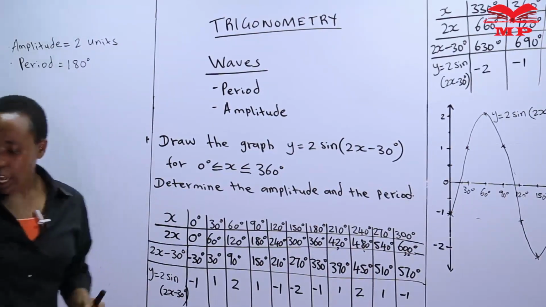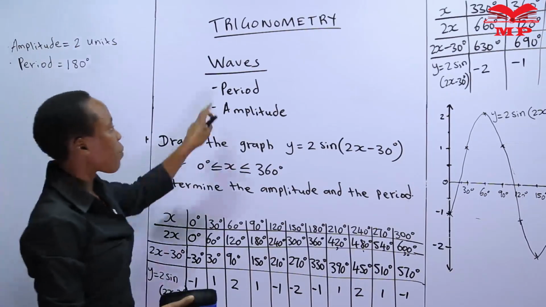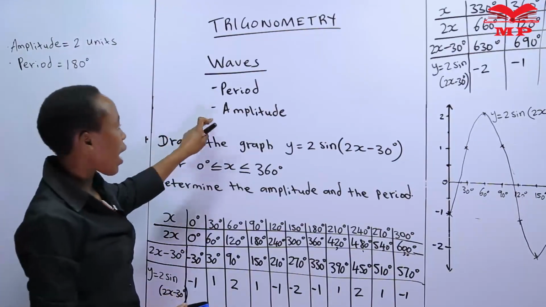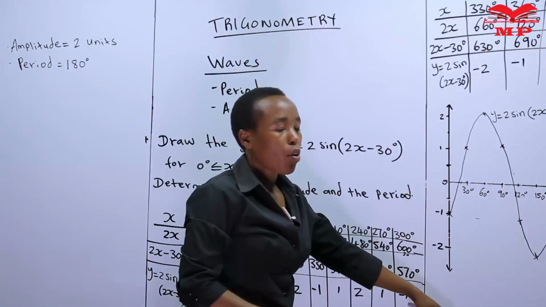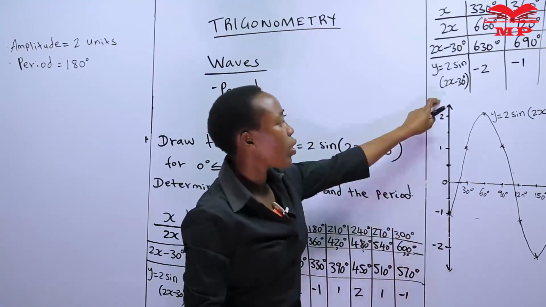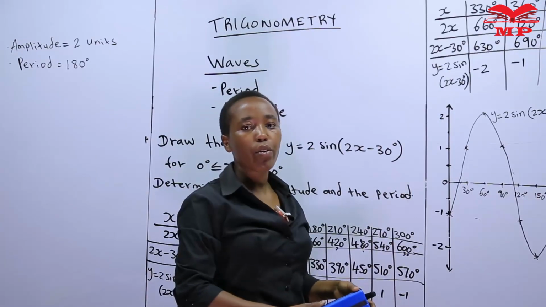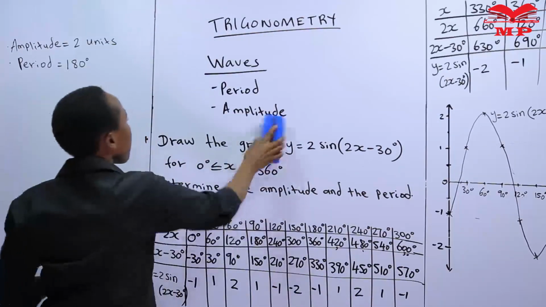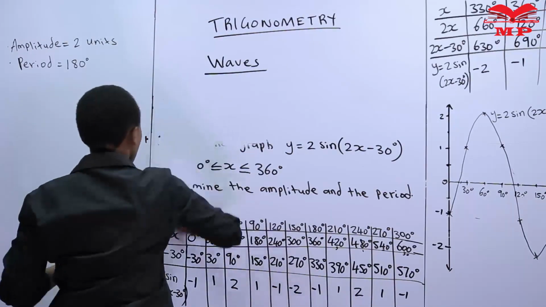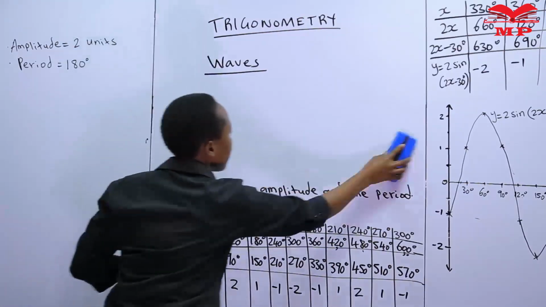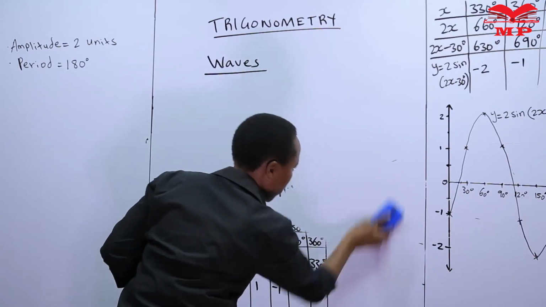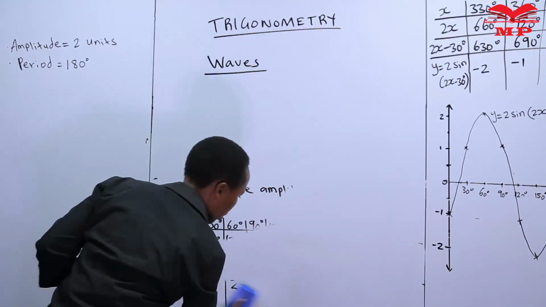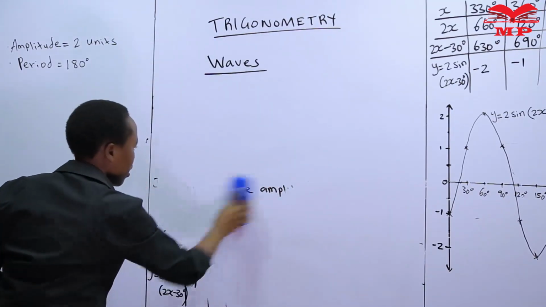And I would like us now to look at how we can get the period and how we can get the amplitude when we do not have this graph. Because we don't have to plot the graph for us to get the period and also the amplitude. So I would like us to look at finding the amplitude just given the function without drawing the graph.